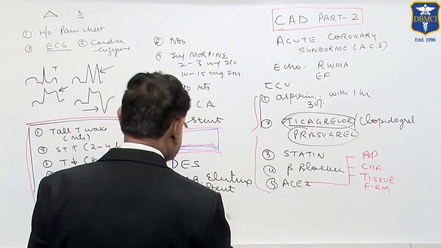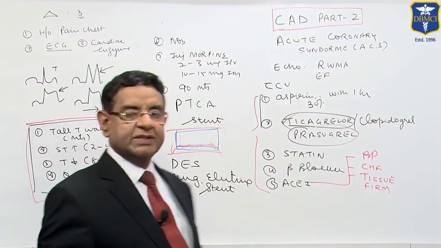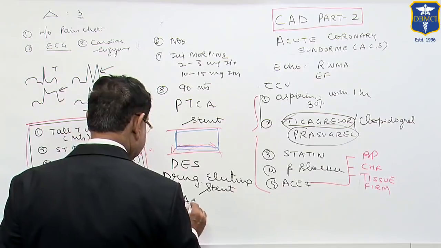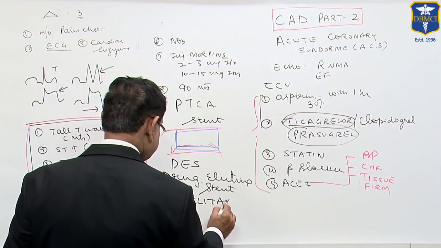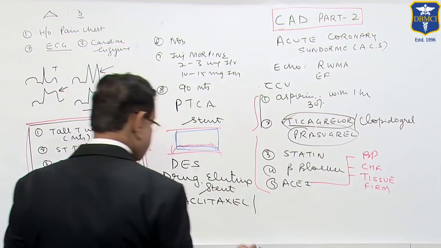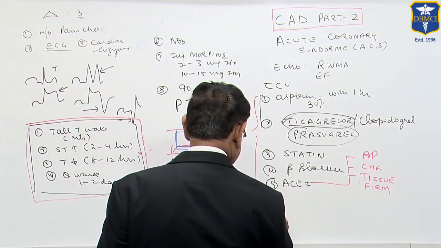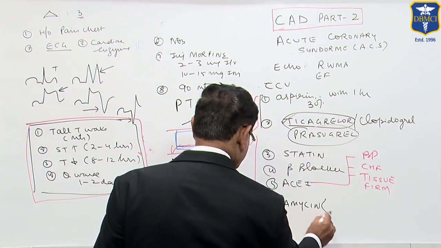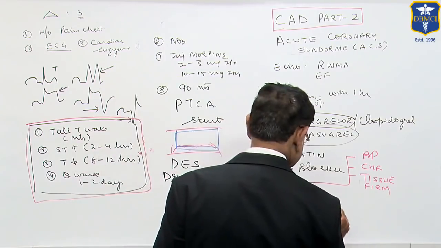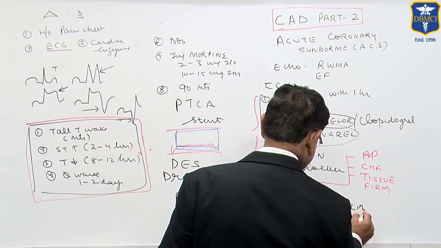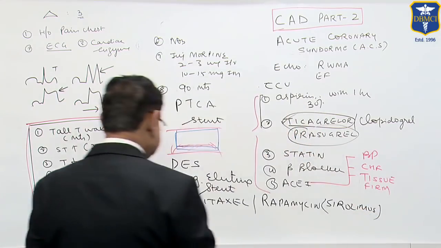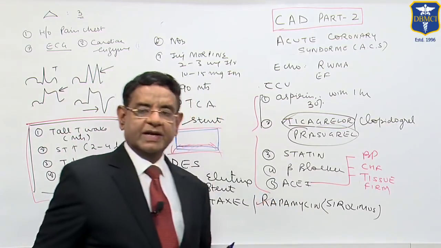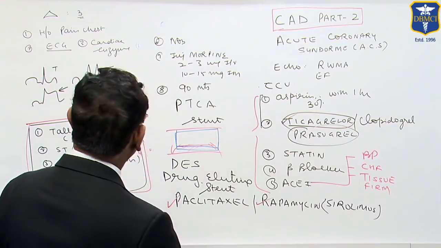And what drugs are usually used to coat this stent? It is paclitaxel, or rapamycin, also known as sirolimus. So these are the drugs that we use for drug-eluting stents. Okay.